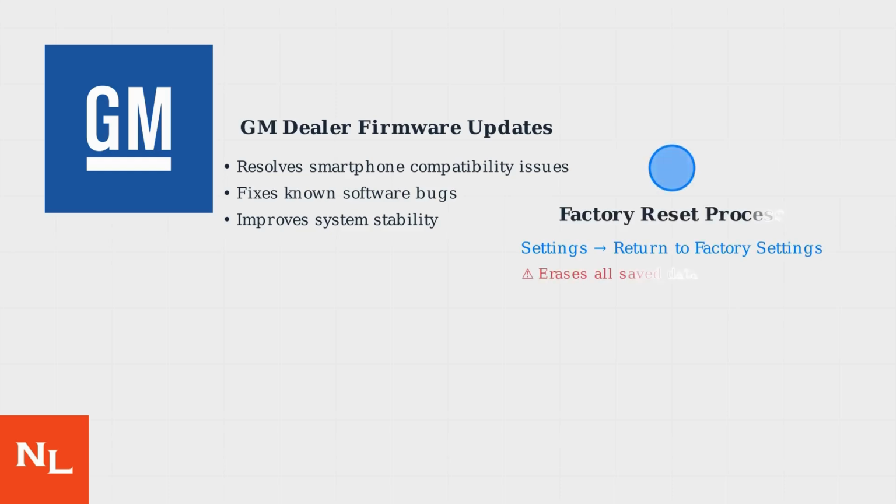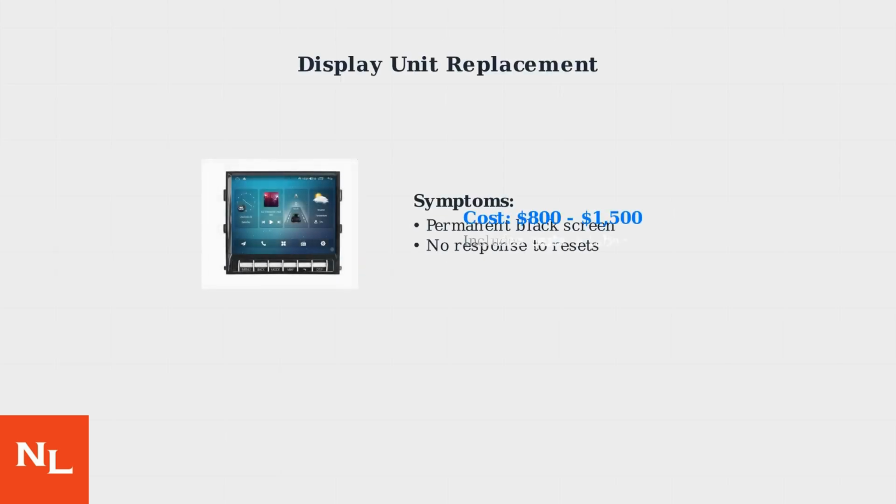Another advanced software solution is performing a factory reset. This can resolve software corruption issues, but remember, it will erase all your saved data, including contacts and preferences. For hardware failures, replacement becomes necessary. A permanently black screen typically indicates display unit failure, requiring professional replacement costing between $800 and $1,500.